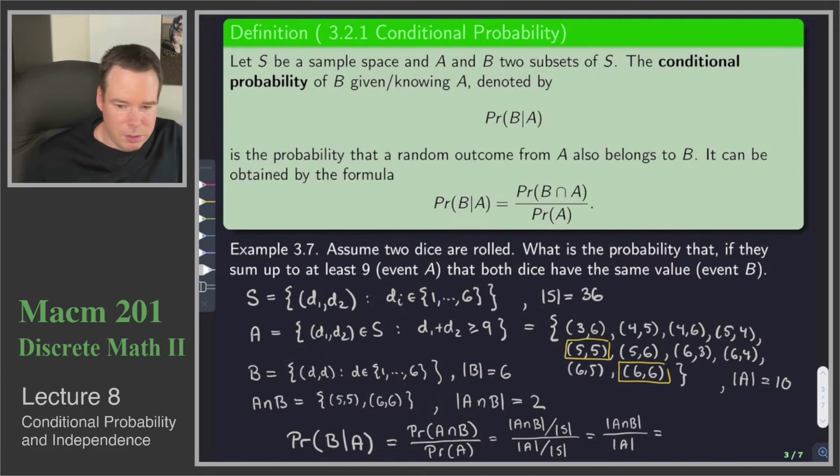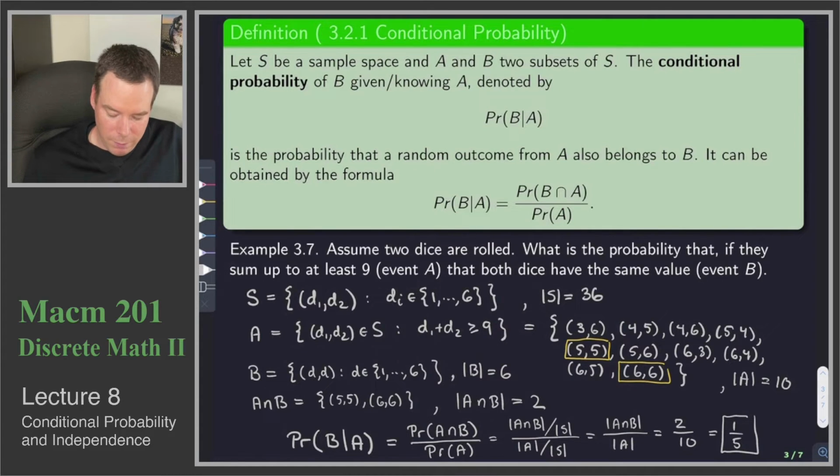What's the size of A intersect B? We worked that out to be 2. What's the size of A? That worked out to be 10. So the result is 1/5, or in other words, 20%. So 20% of the die rolls that sum to at least 9 will have the exact same value on each die.